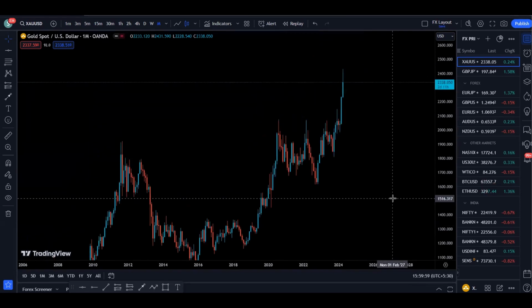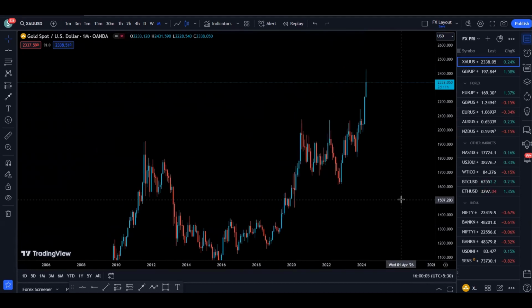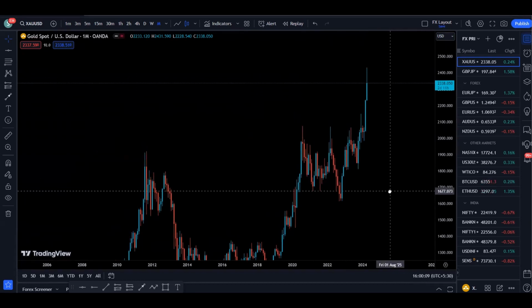So as usual, we will start our analysis with the monthly time frame, and then we will go down to lower time frames: weekly, daily, 4-hour and 30 minutes time frame. On the 30-minute time frame, we will also talk about some intraday and scalping setups as well. So without wasting any time, let's get started.